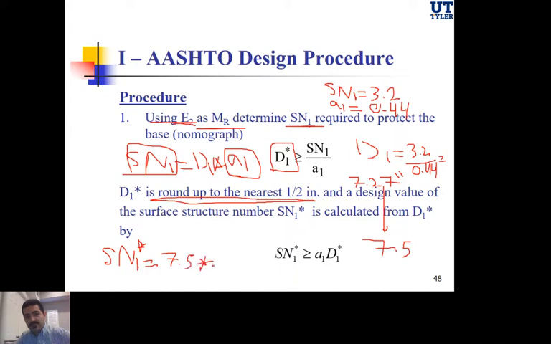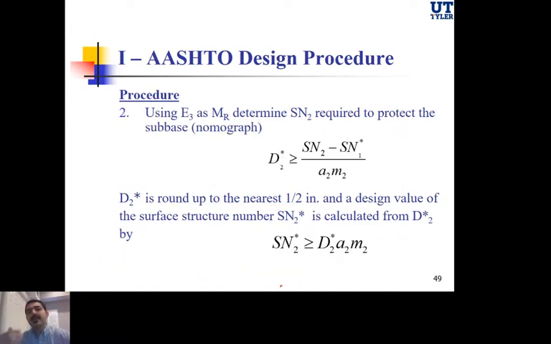times A1, which is the same, 0.44, which is going to be equal to 7.5 times 0.44. This is equal to 3.3 instead of 3.2. So 3.3. So this is how you get the first layer.